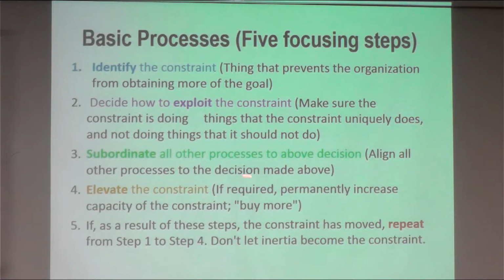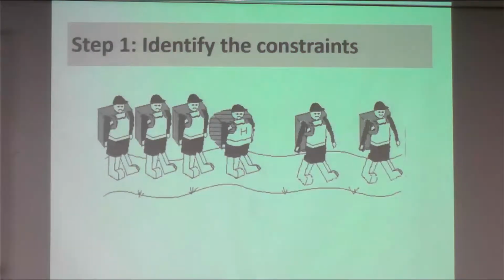After the constraint is broken, elevated, or removed, then again you reanalyze and go to step 1. That means, as the assumption is, no organization exists without a constraint. So after the constraint is broken, again you analyze and try to identify the constraint. So the process repeats itself. So it is a continuous or ongoing improvement process.